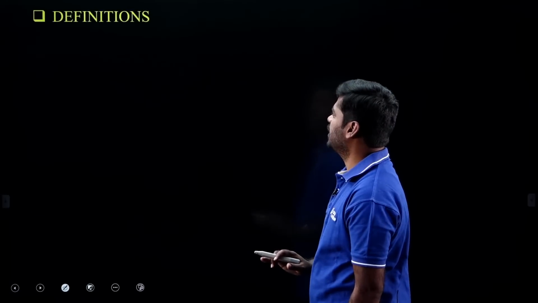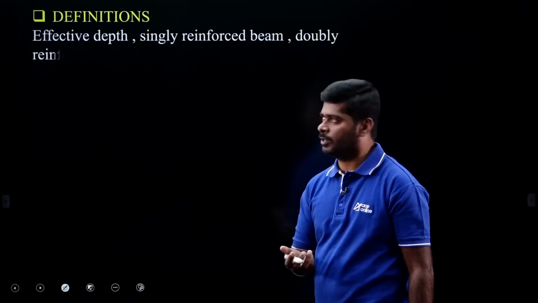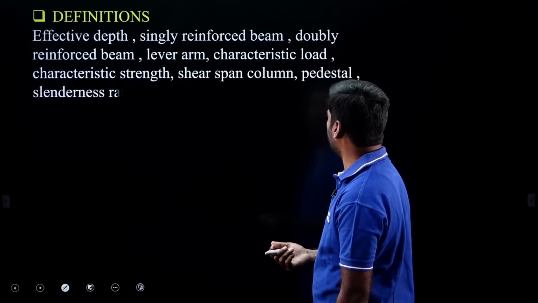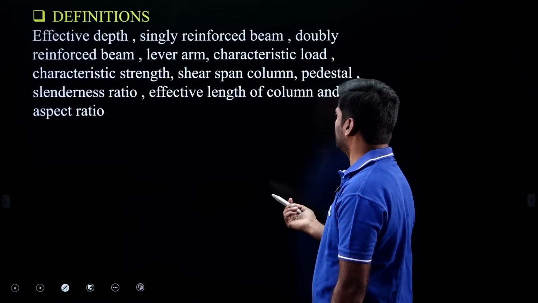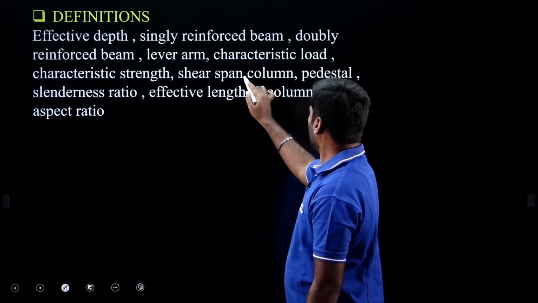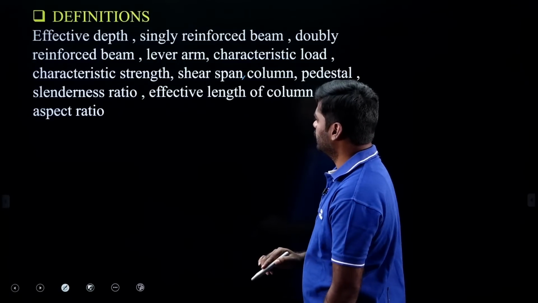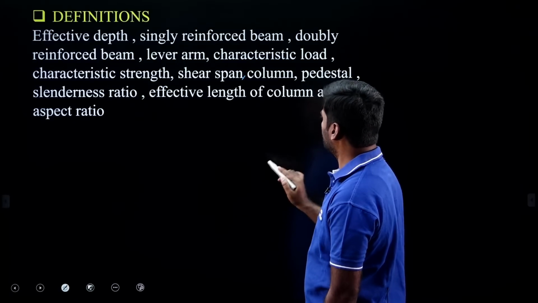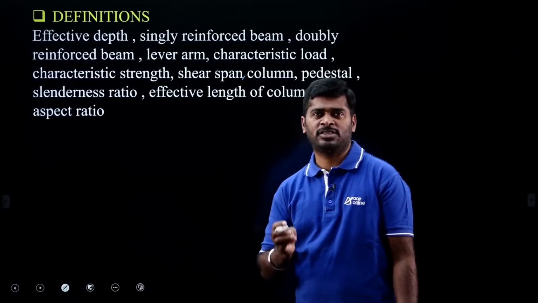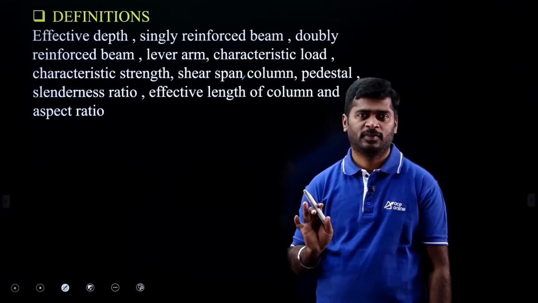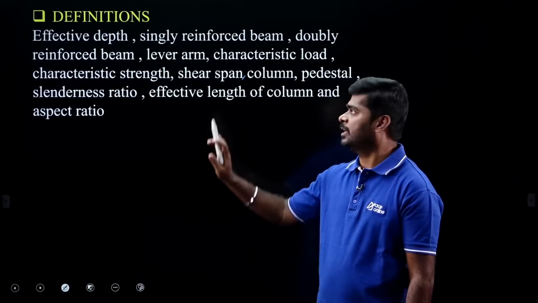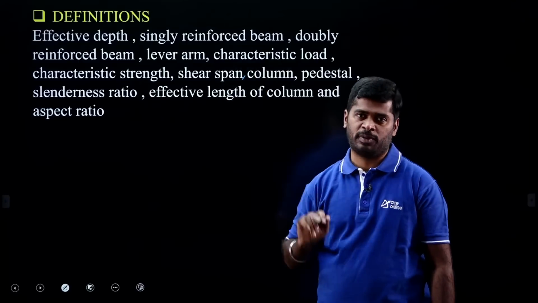Coming to the next, definitions like what is effective depth, what is singly reinforced beam, what is doubly reinforced beam, what is lever arm, characteristic load, characteristic strength, shear span, then what is column and what is pedestal, what is slenderness ratio, what is effective length of column, and what is aspect ratio. These are the basic definitions, just 1-2 lines only. If they are going to frame questions in AE based on definitions, mostly from this only you can expect.